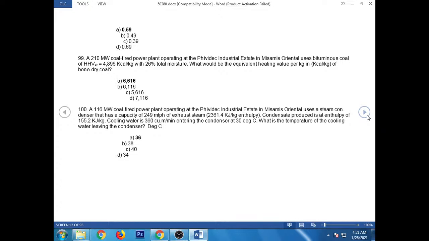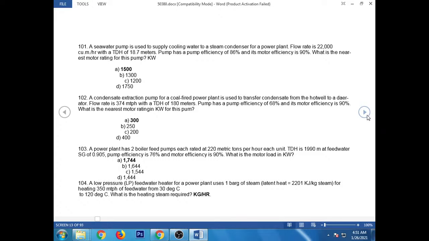Answer: 36 degrees Celsius. A seawater pump is used to supply cooling water to a steam condenser for a power plant. Flow rate is 22,000 cubic meter per hour with a TDH of 18.7 meters. Pump has a pump efficiency of 86% and its motor efficiency is 90%. What is the nearest motor rating for this pump?